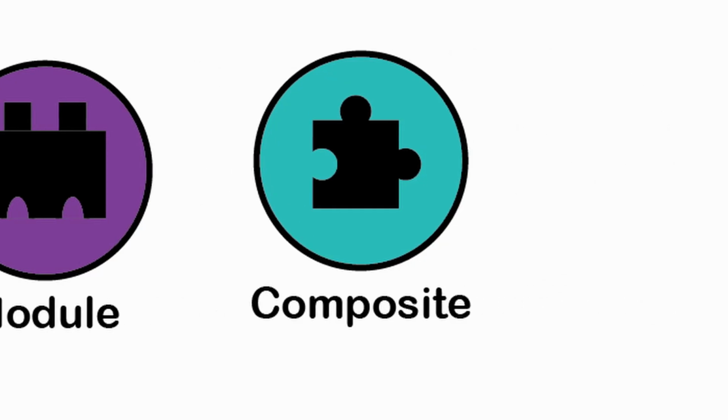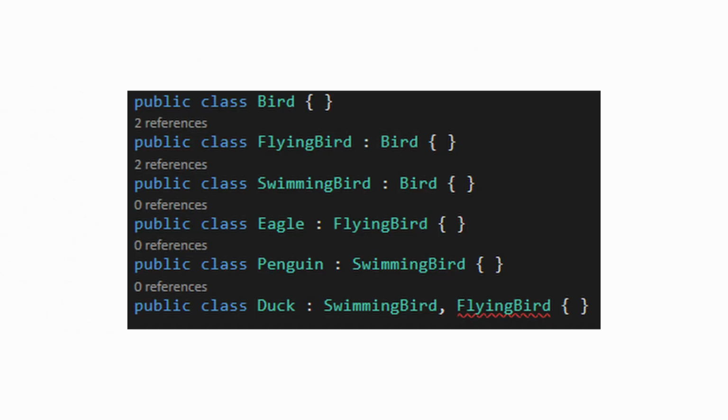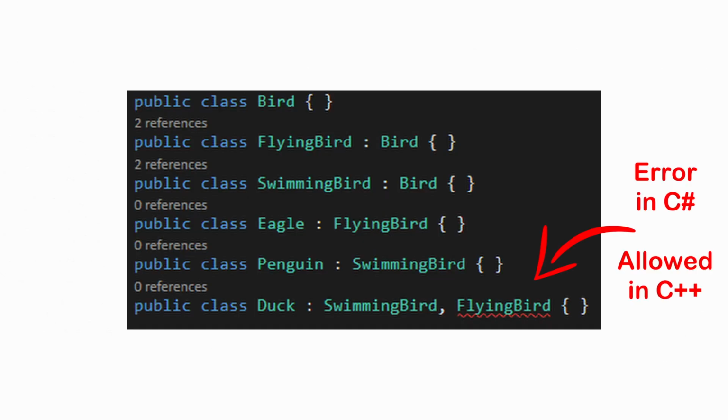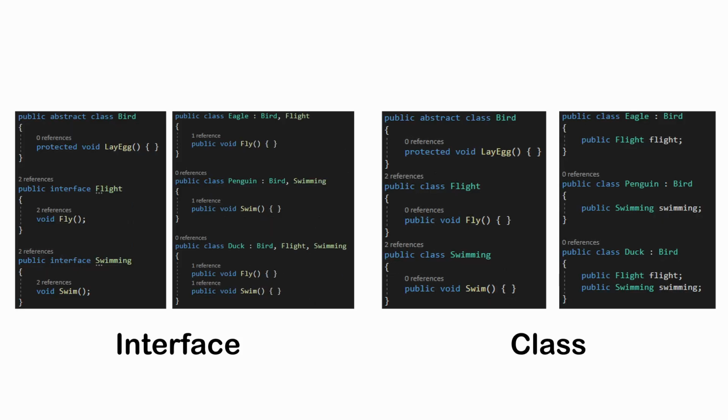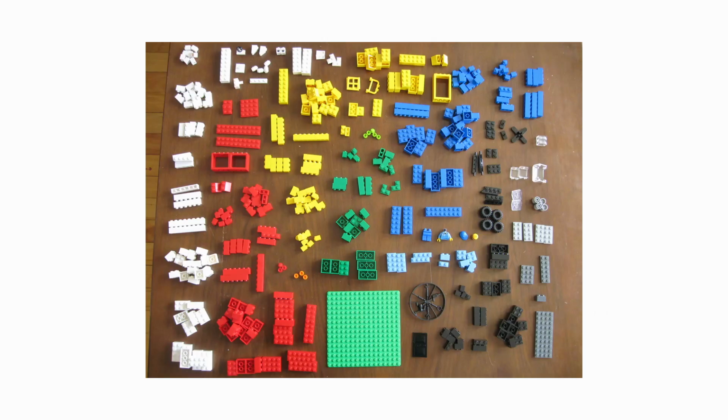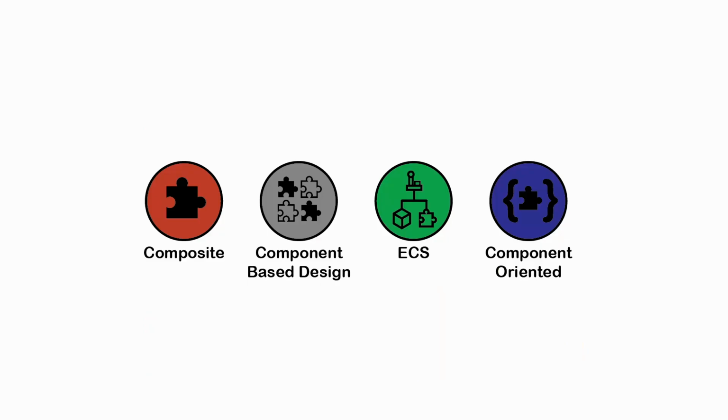Component patterns. Many object-oriented programming languages do not allow you to inherit from multiple sources. For this reason, composition is often preferred, which means we add behaviors to objects as they're needed, building them up like Legos. These patterns revolve around that concept.